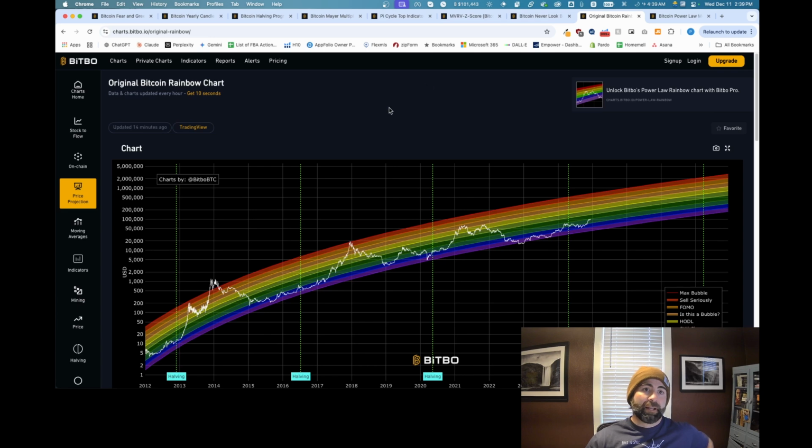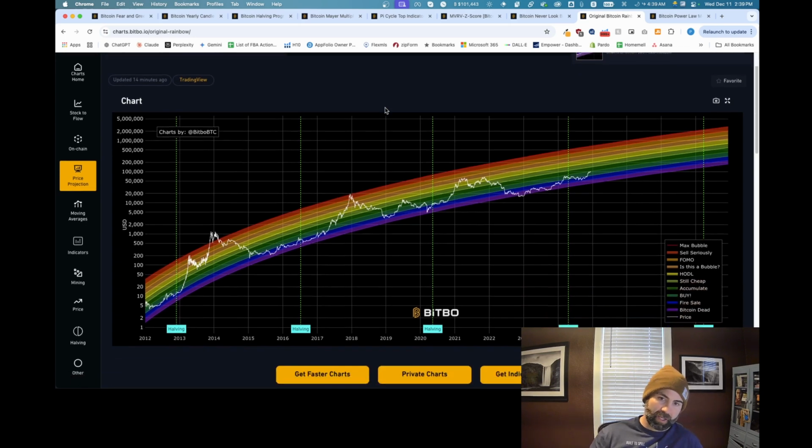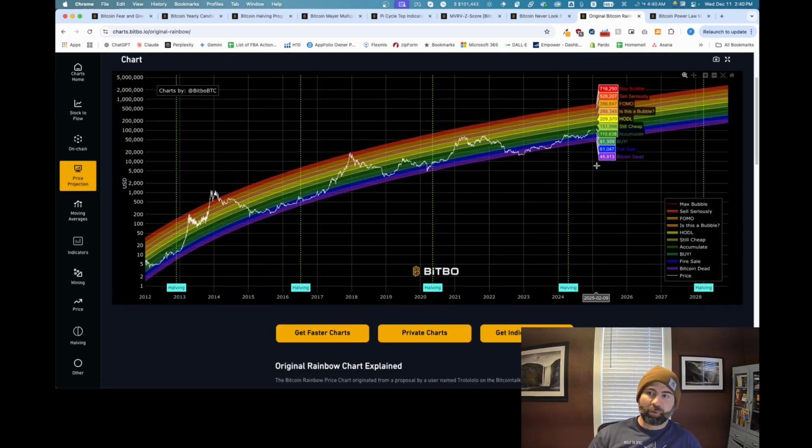All right, the Bitcoin rainbow chart. This is a really cool one. This is a logarithmic chart of Bitcoin over time.